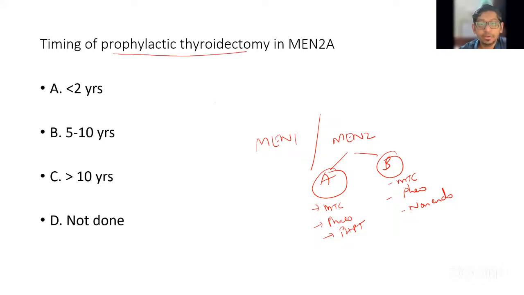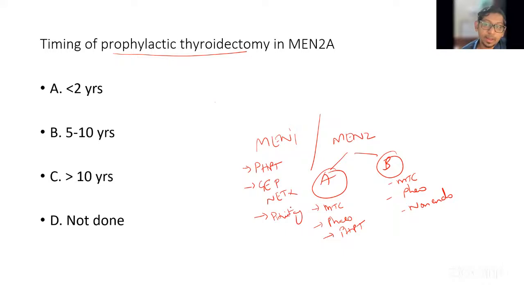Now remember, let me tell you about MEN1 also. MEN1 has different components. MEN1 usually has primary hyperparathyroidism, which is most common. Then you have gastroenteropancreatic neuroendocrine tumors, and least common is pituitary adenomas. Usually they are prolactinomas. So this is MEN1.